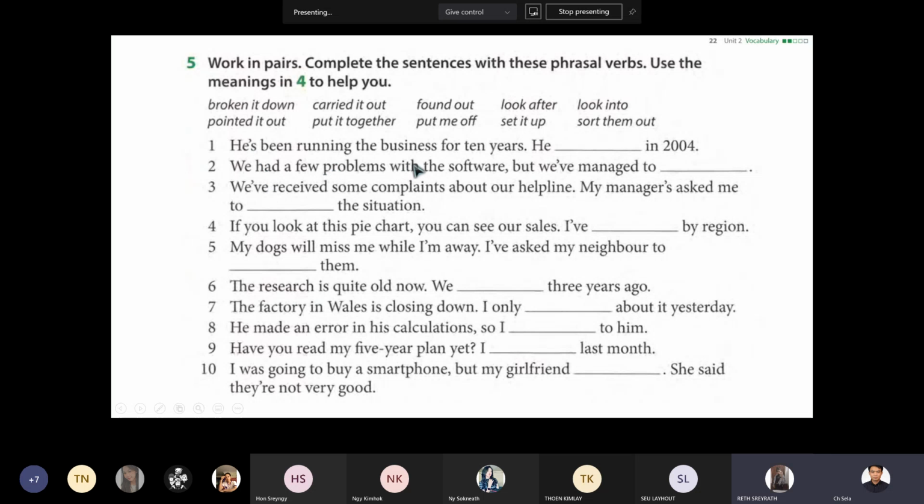Okay. Hello, we do number one together as an example. So he's been running the business for 10 years. He set it up, right? He set it up in 2004.